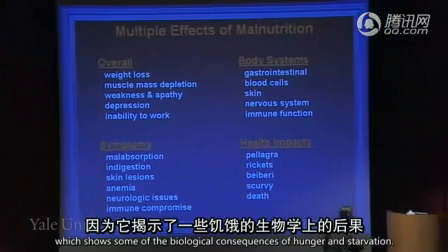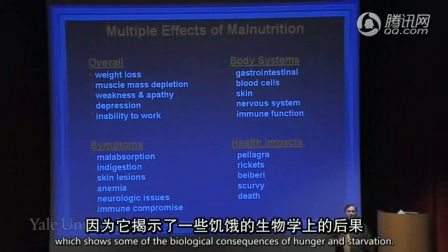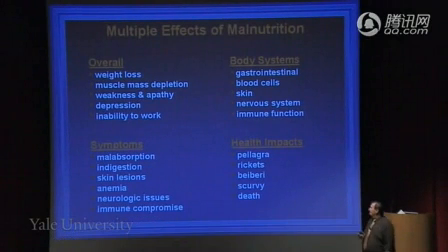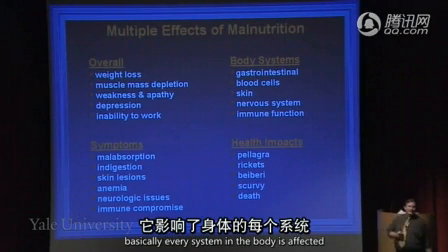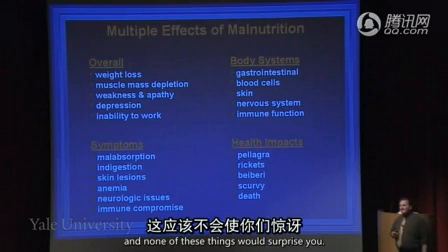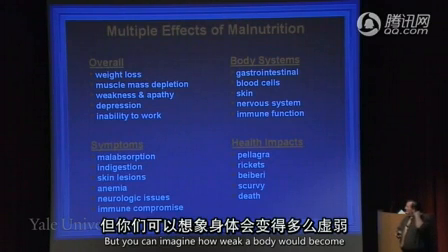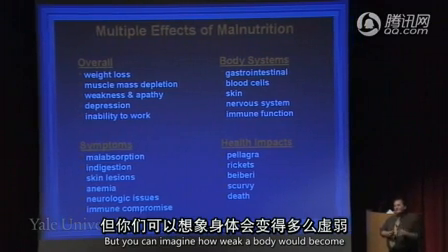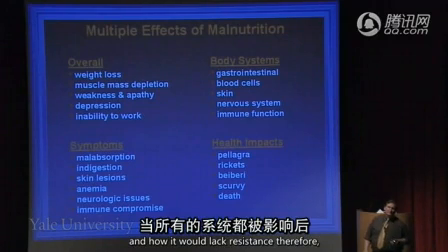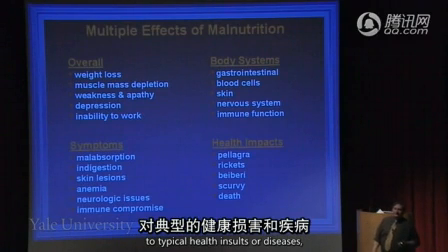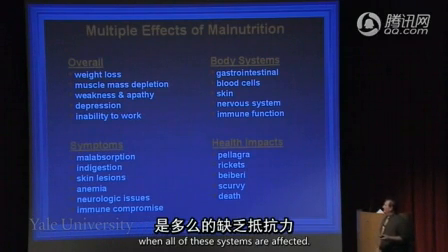This is a slide that I showed you before, but we'll pause a little bit longer over it this time, which shows some of the biological consequences of hunger and starvation. As you can see, basically every system in the body is affected. None of these things would surprise you, but you can imagine how weak a body would become and how it would lack resistance to typical health insults or diseases when all of these systems are affected.